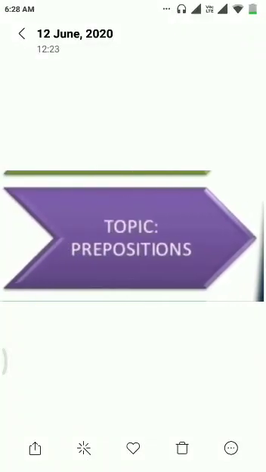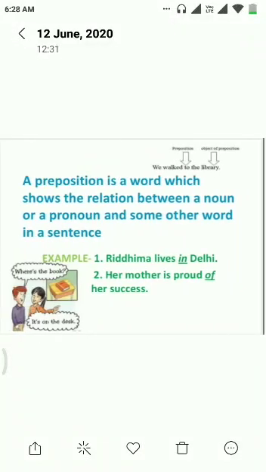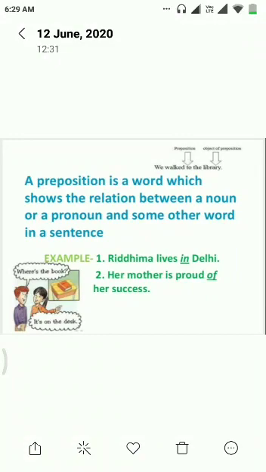Grammar topic: Prepositions. What is a preposition? A preposition is a word which shows the relation between a noun or a pronoun and some other word in a sentence. In example number 1, Ridhima lives in Delhi. In is used here in this sentence as a preposition.